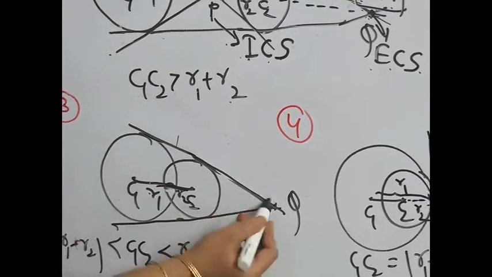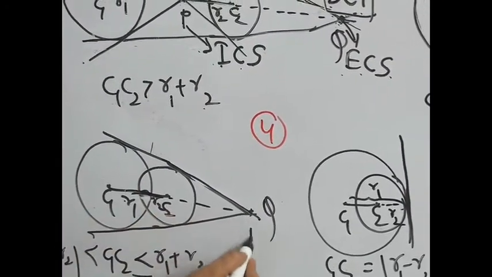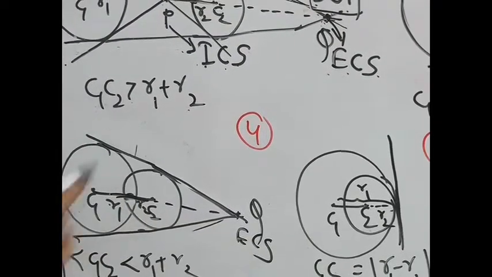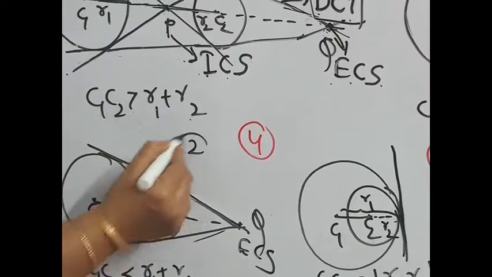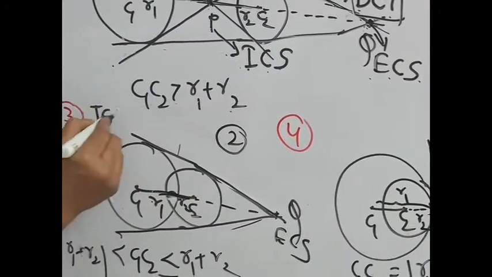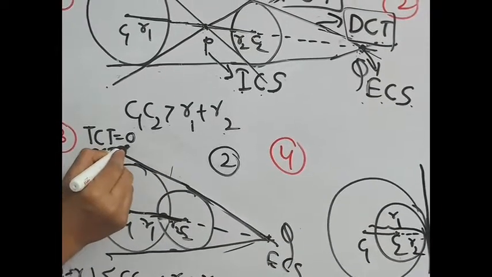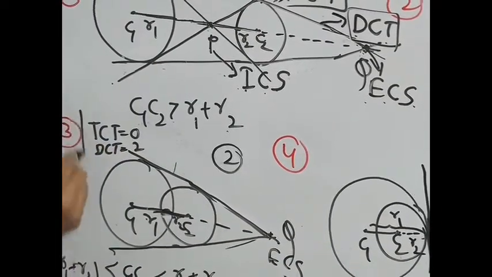So only we have the external center of similitude, and only two direct common tangents. Total number of common tangents is 2. In this, transverse common tangents are 0. Direct common tangents are 2. Okay. Now let us see the next one.